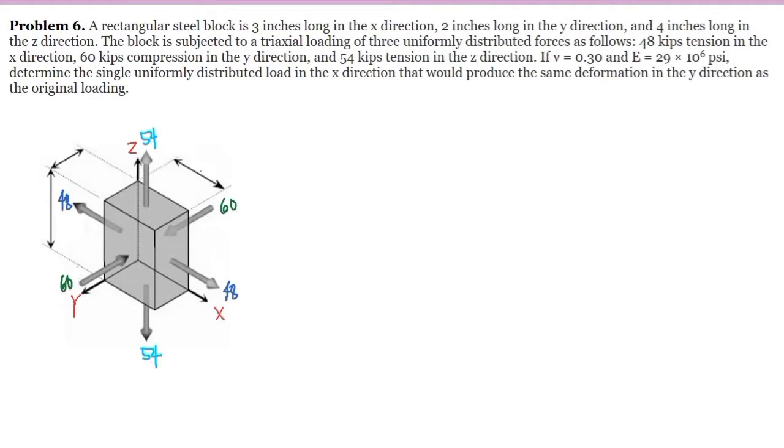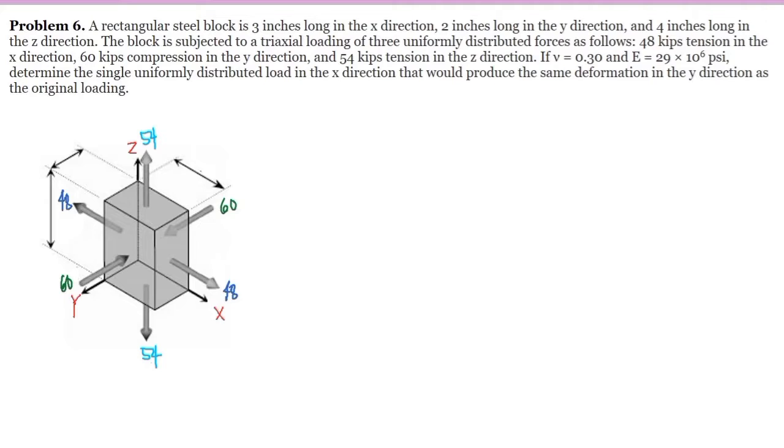Problem number 6: a rectangular steel block is 3 inches long in the x direction, 2 inches long in the y direction, and 4 inches long in the z direction. The block is subjected to triaxial loading of 3 uniformly distributed forces as follows: 48 kips tension in the x direction, 60 kips compression in the y direction, and 54 kips tension in the z direction.